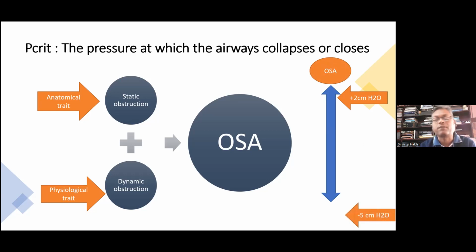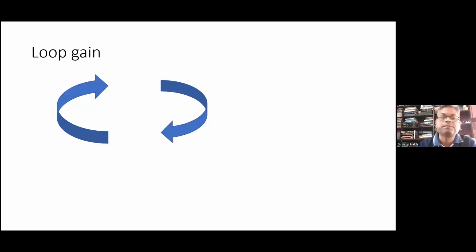PCRIT minus 5, that means 755 millimeters of Hg. These patients are resistant to obstructive sleep apnea because the PCRIT reserve is so high in these patients. So plus PCRIT, definitely obstructive sleep apnea, minus, no obstructive sleep apnea.